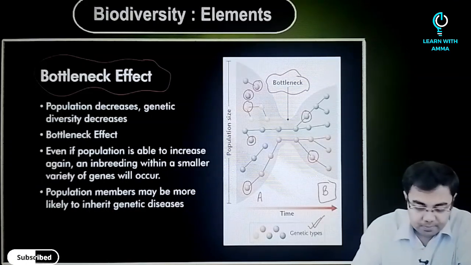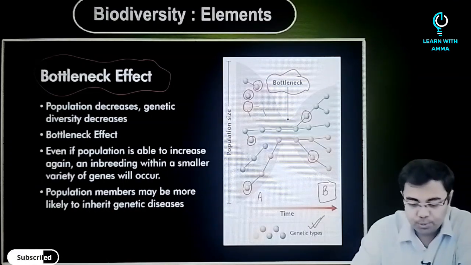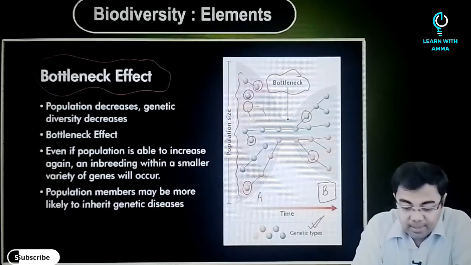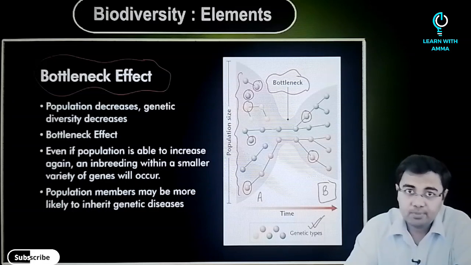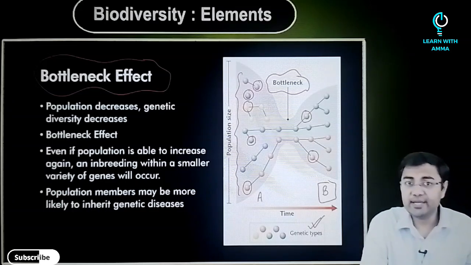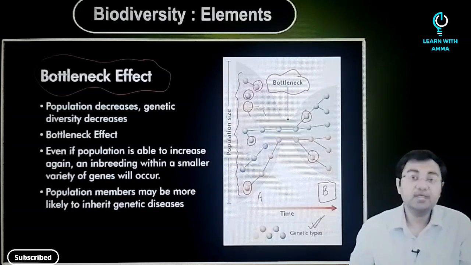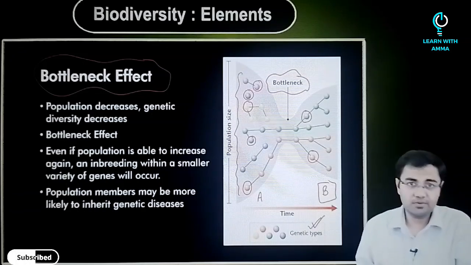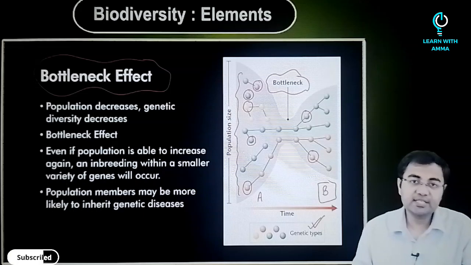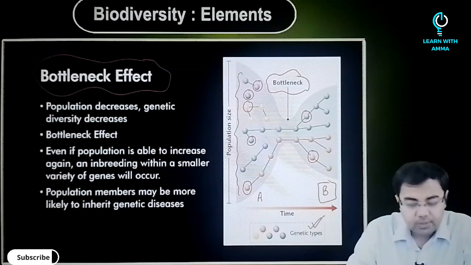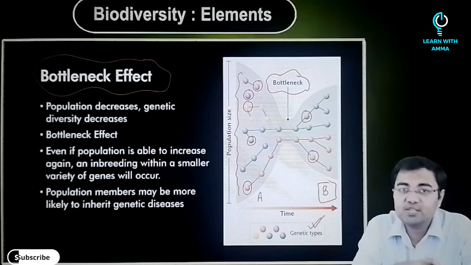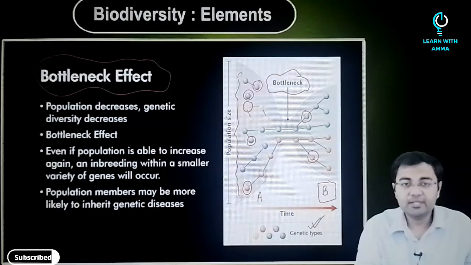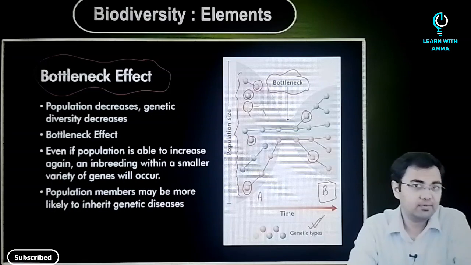For example, initially for a given species, you might have had all these different kinds of genetic variations. But after a certain problem, let's say it can be an earthquake, it can be a volcanic eruption, it could be human activities, for example, the destruction of habitat for a given species. So in all these cases, what will happen is ultimately you will see that with the decrease in population, many of the genetic varieties will die out and there will be only certain varieties that will live.